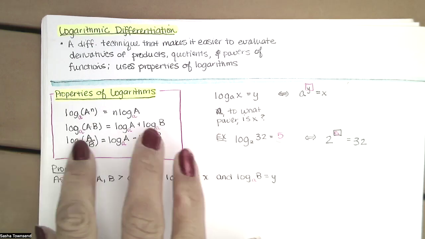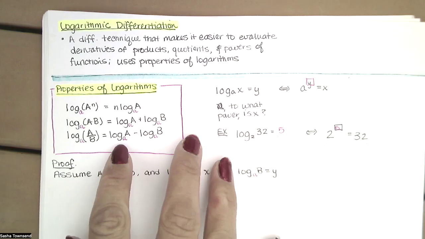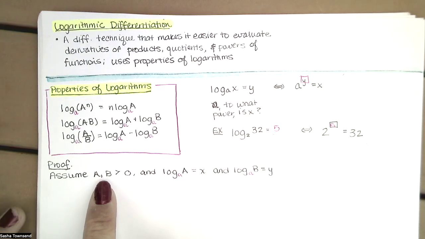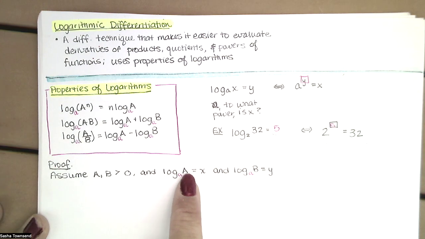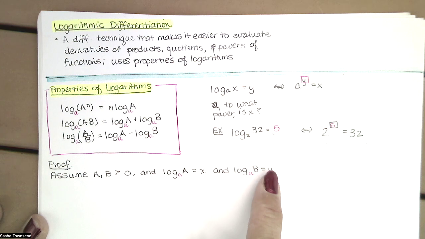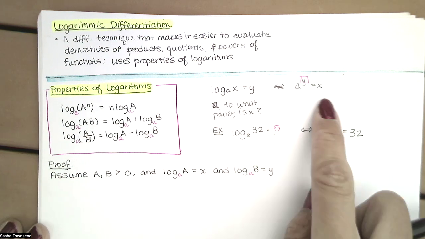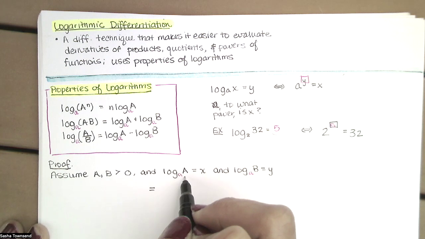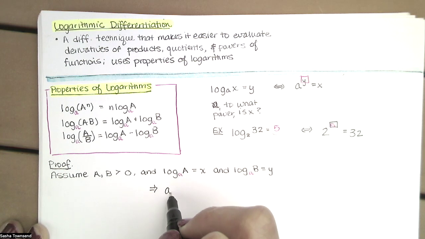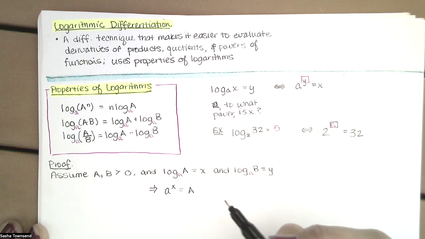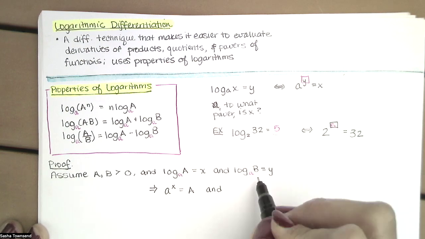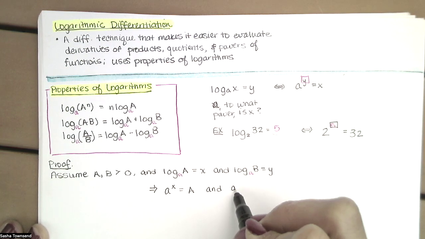So we're going to prove these properties of logarithms now. We're going to assume A and B are positive, and log base a of capital A is X, and log base a of capital B is Y. Well, then by definition, lowercase a to the X is equal to A, and lowercase a to the Y is equal to B.